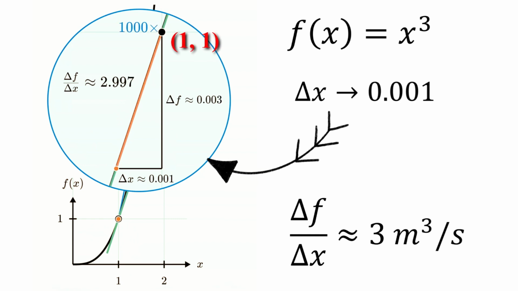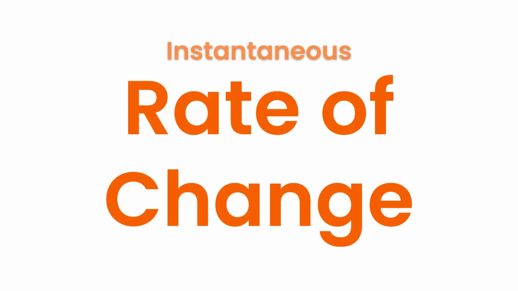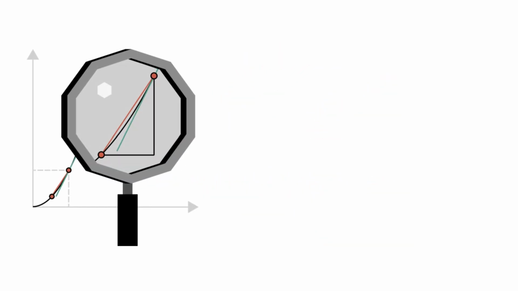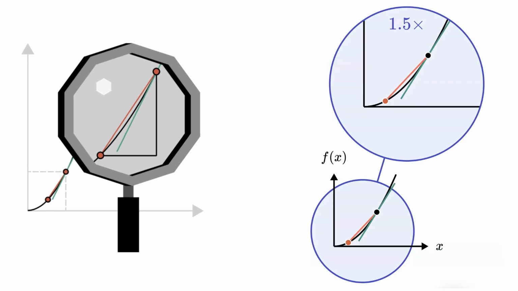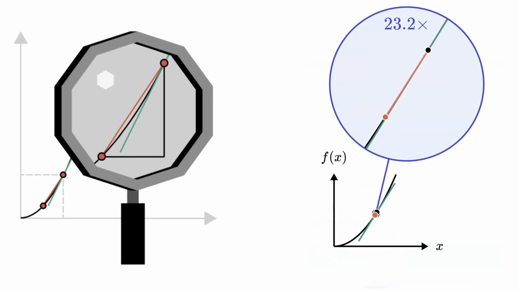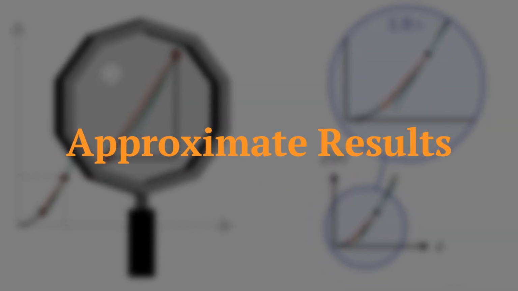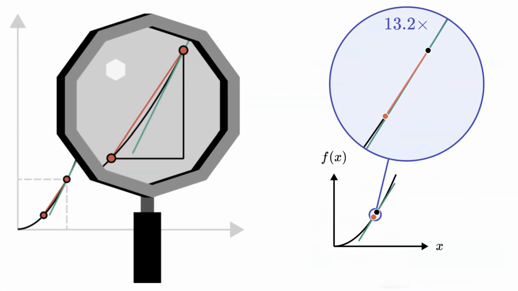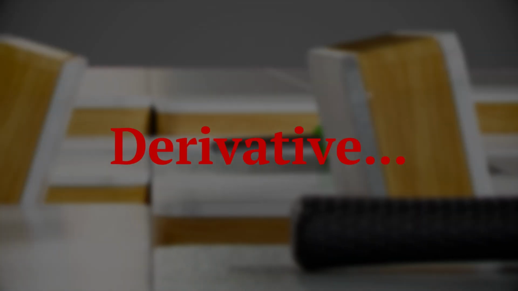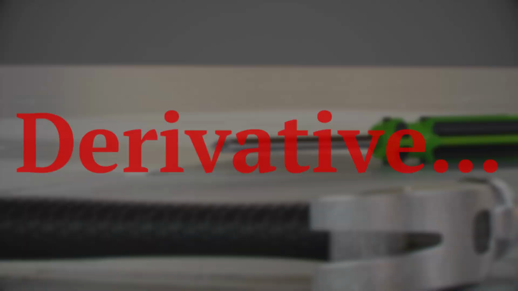Though we have developed a technique for estimating the instantaneous rate of change of a function, there's a problem. This method of zooming into the curve, or moving two points on the curve close to each other to estimate the slope of the tangent line, only gives approximate results. To find the exact value of the slope of the tangent line at any point, we need to develop a new tool known as the derivative. But that we will discuss in the next video of the series.